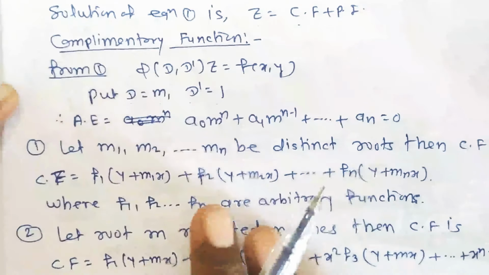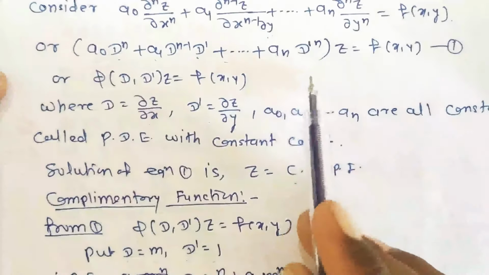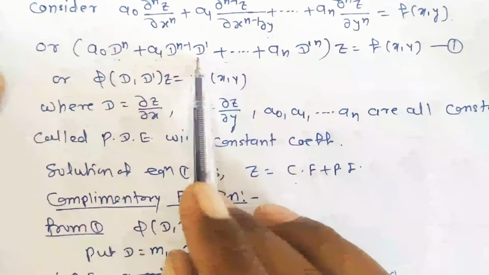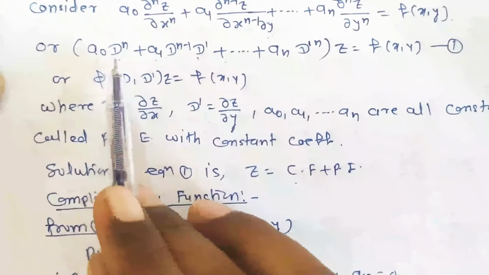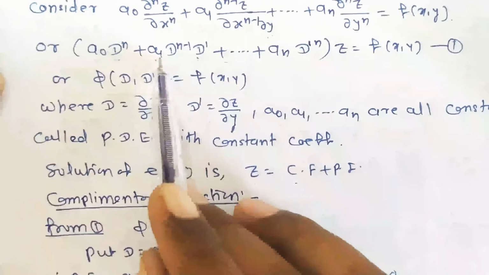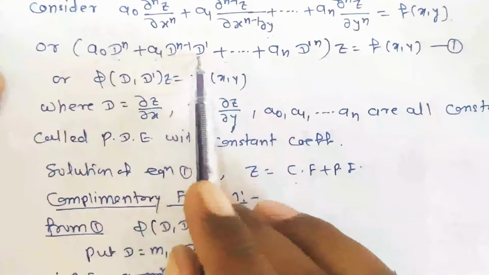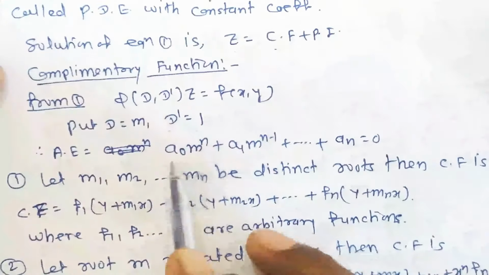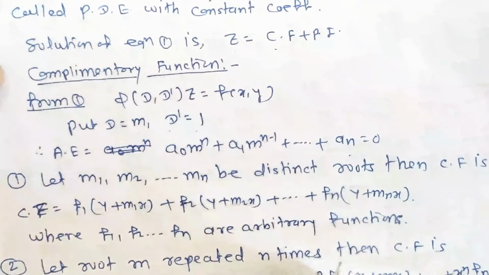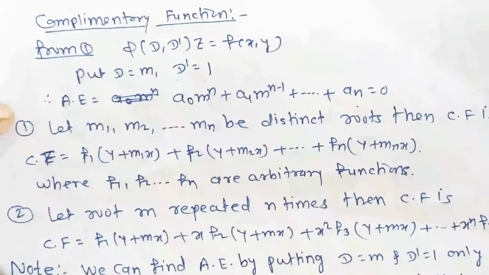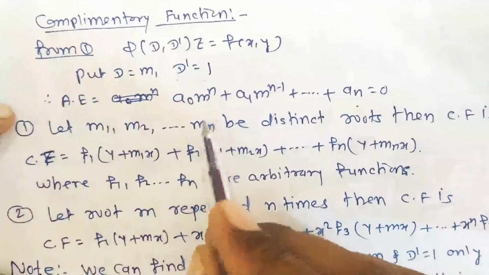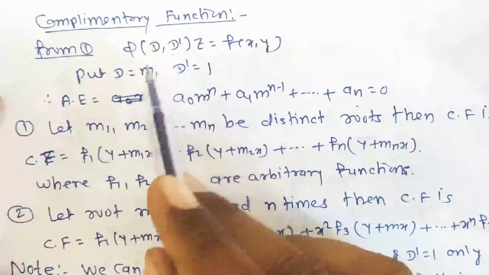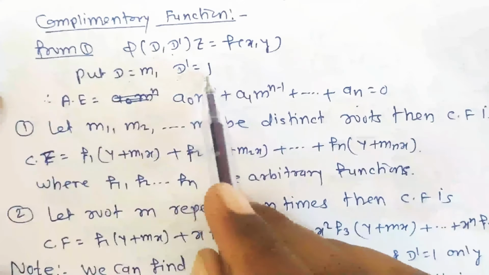How do we write the auxiliary equation using equation 1? In equation 1, if you put capital D equal to m and D dash equal to 1, then this can be written as a0 m^n plus a1 m^n-1, because the value of D dash is 1, plus so on plus an is equal to 0. So this is the auxiliary equation. What did we take as the auxiliary equation? phi of D equal to 0. Same here, we have to take the auxiliary equation phi of D, D dash is equal to 0, and in that put D equal to m and D dash is equal to 1.